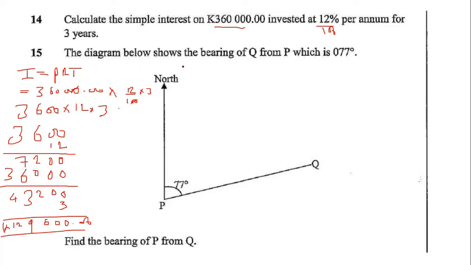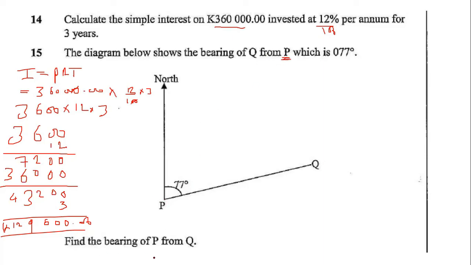The diagram below shows the bearing of Q from P. All right, the bearing of Q from P. So that is Q from P, so meaning it's at P. You always follow the last letter. If they say Q from P, meaning you follow the last letter. That's why the angle is at P.